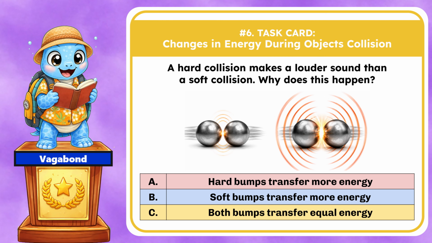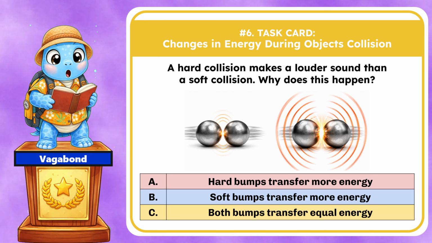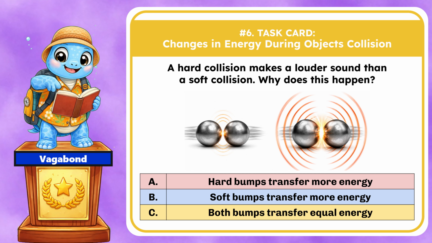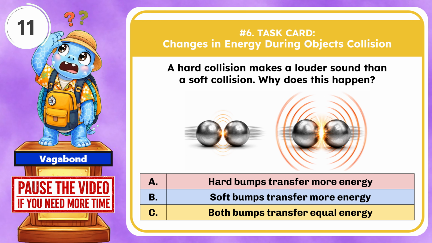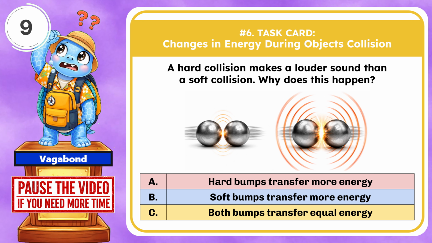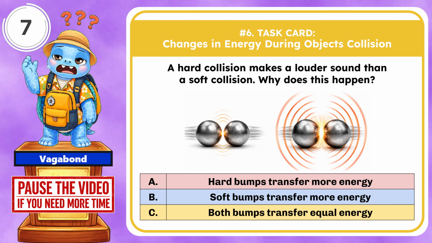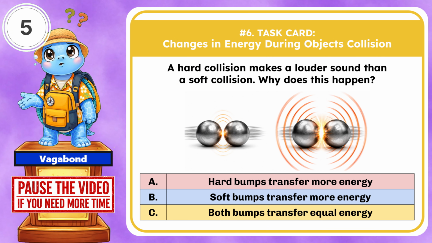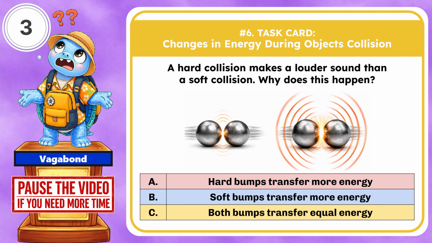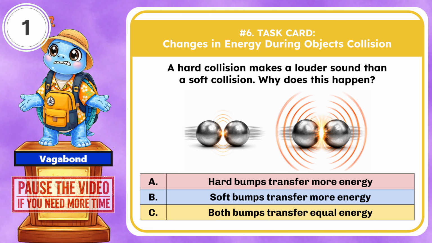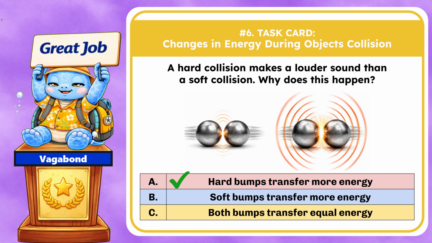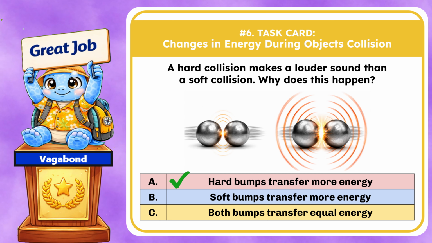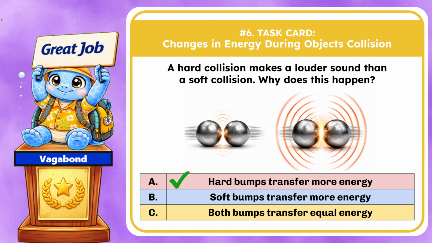A hard collision makes a louder sound than a soft collision. Why does this happen? The correct answer is letter A. Hard bumps transfer more energy.